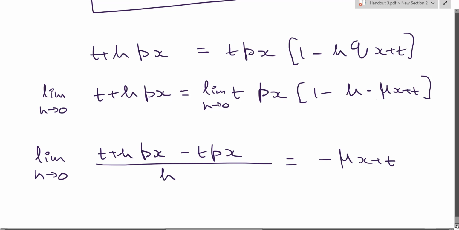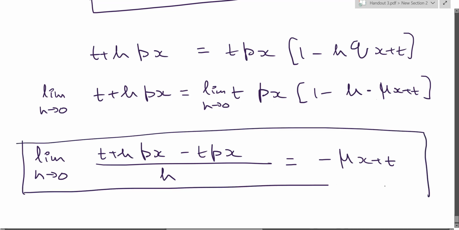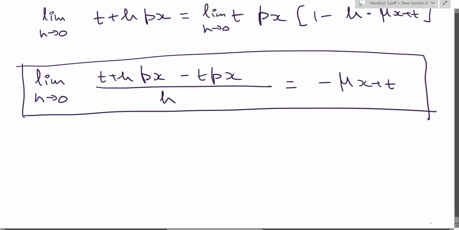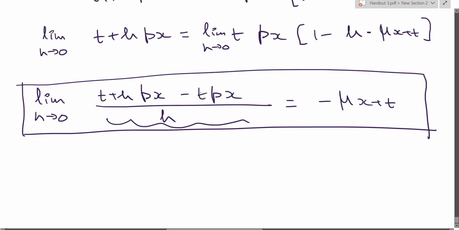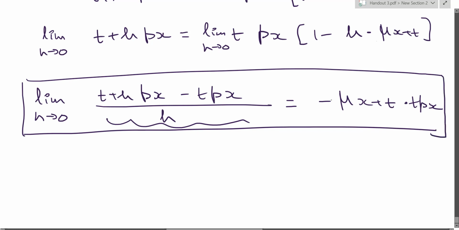Okay, this should be clear to you. What I've done is I've sent this term on the left hand side and this h in the denominator. This is something you need to know. Now what is this? What you see on the left hand side, what is this basically? And obviously you have a tPx term along with this. So yeah, that's also there, because tPx is multiplied with mu x plus t as well.